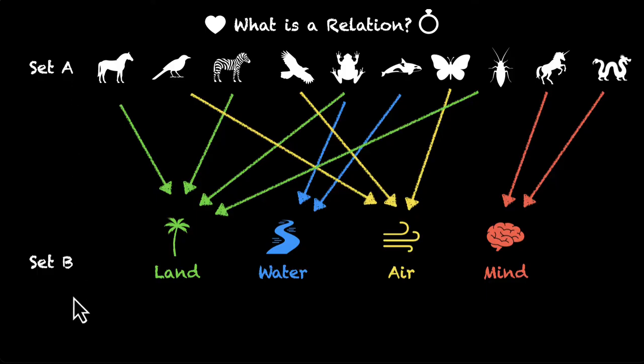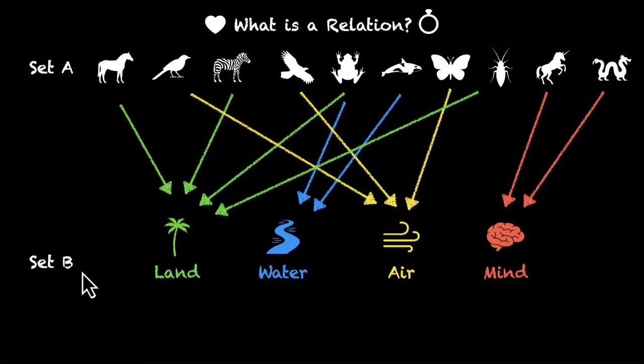But what if we didn't stop at that? What if we didn't stop at just these arrows? What if we connected all possible combinations and made all possible ordered pairs? What if we had more arrows? Horse lives in water, horse lives in air, mind, and then bird has land, water, air, and mind, and then we kept going. We connected all elements of set A to all elements of set B. And if we combine all of that and put that in a set, what would that set be called? That set would be called the Cartesian product of set A and B. That would be A times B, because Cartesian products have all possible combinations.